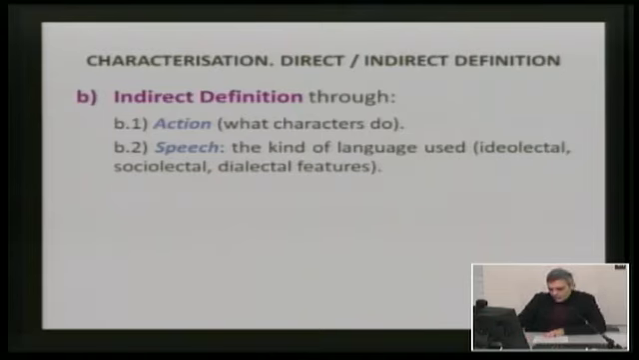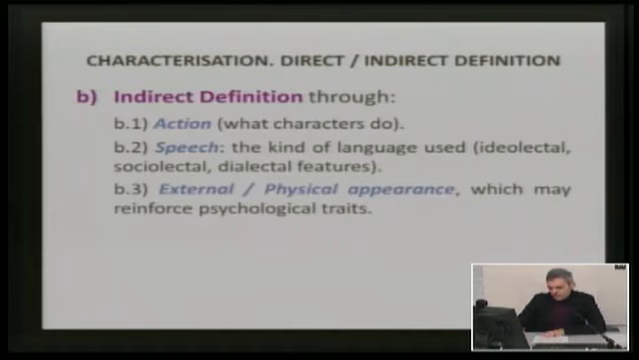A third aspect of indirect definition could be external and physical appearance, including clothing even, if this is relevant. And this may reinforce psychological traits. For example, in Charles Dickens's Hard Times, Mr. Bounderby, who is a utilitarian, is described as having a very big head and forehead, a very prominent forehead. And also we could think again of Pauline in The Bluest Eye and her lame foot.